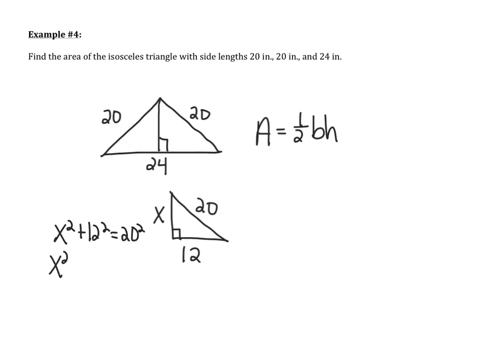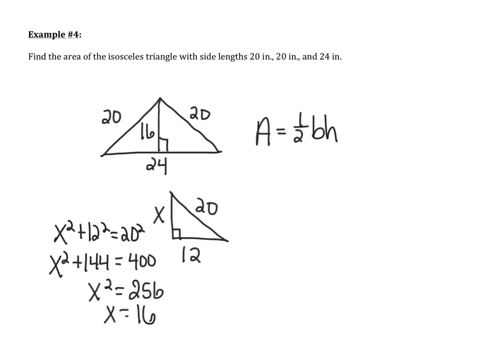To simplify, I'd end up with x squared plus 144 equals 400. Subtracting 144 from both sides, I'd end up with x squared equals 256. If I take the square root of both sides, I would get 16. So that means our height is 16 units long.